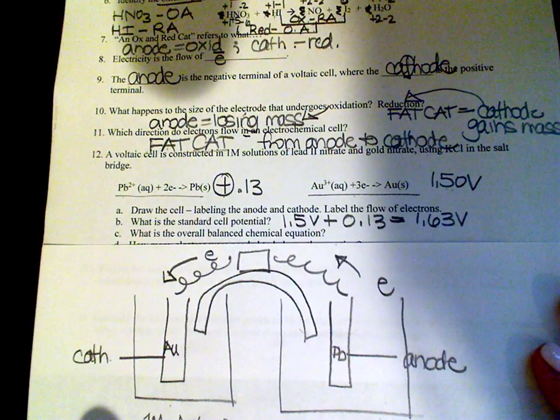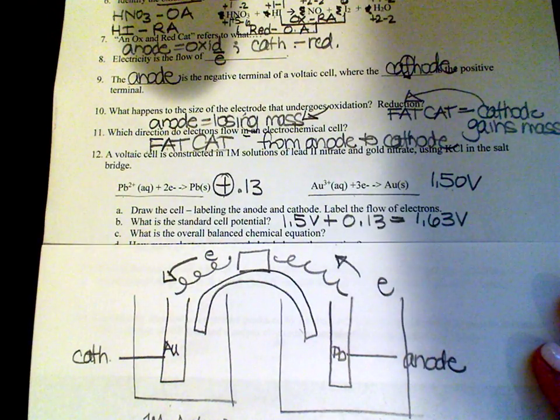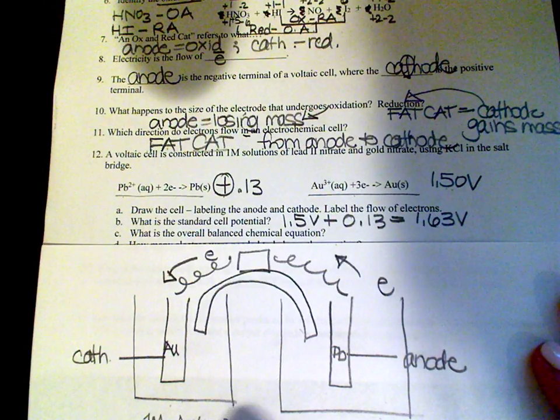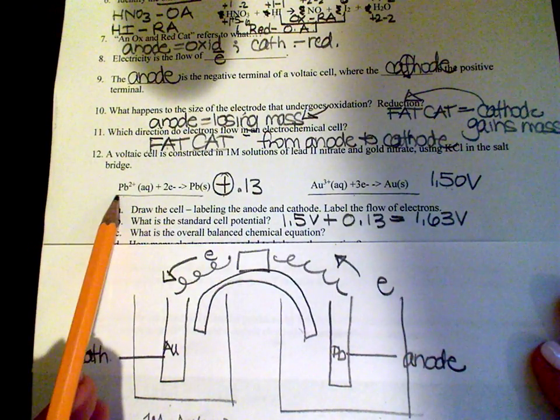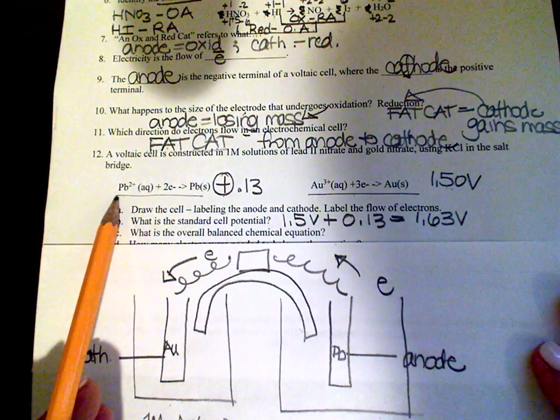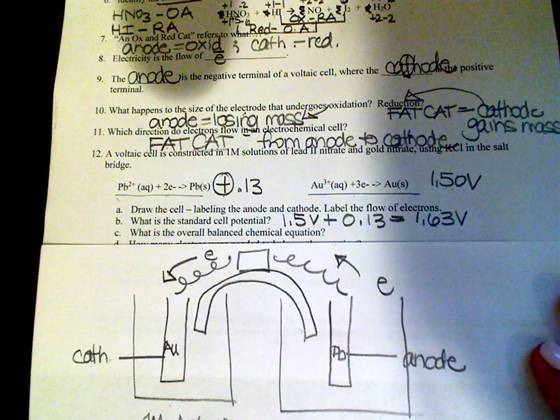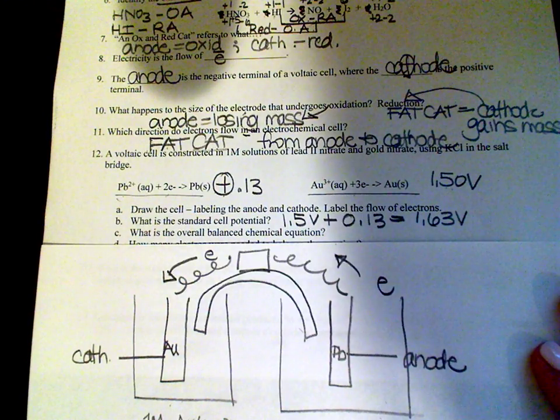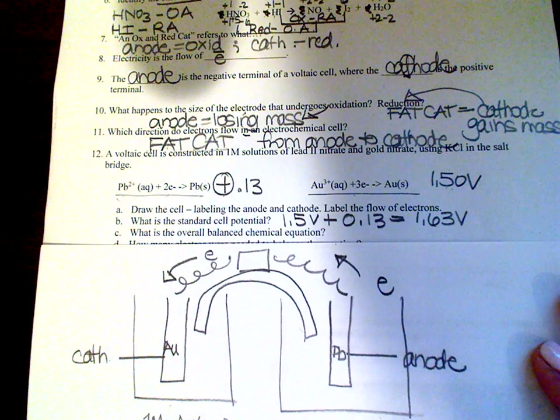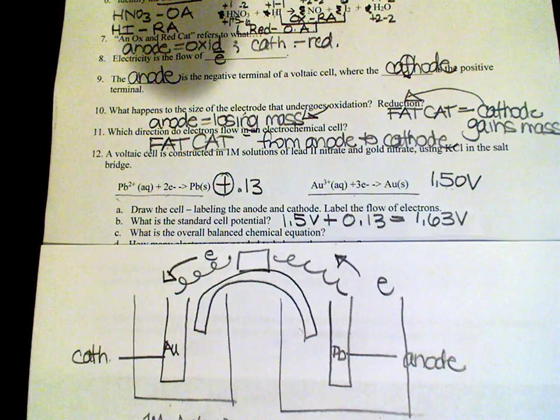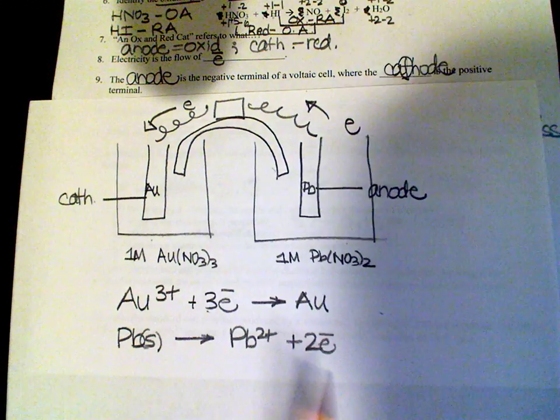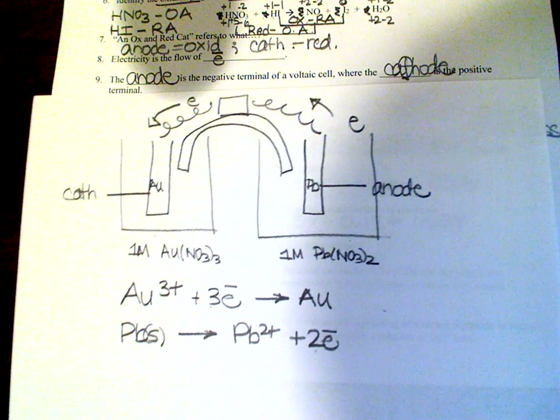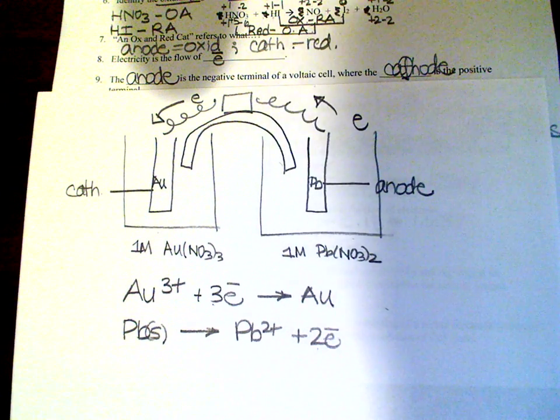So I had Au3+, remember that's the cathode, plus 3 electrons going to solid Au, so I left that alone. But for the anode up here, I need to flip the reaction to show the electrons lost. So I would put here Pb solid goes to Pb2+ and 2 electrons. Notice that since this is reduction, my electrons are on the reactant side, and since this is oxidation, my electrons are on the product side because they're being lost.